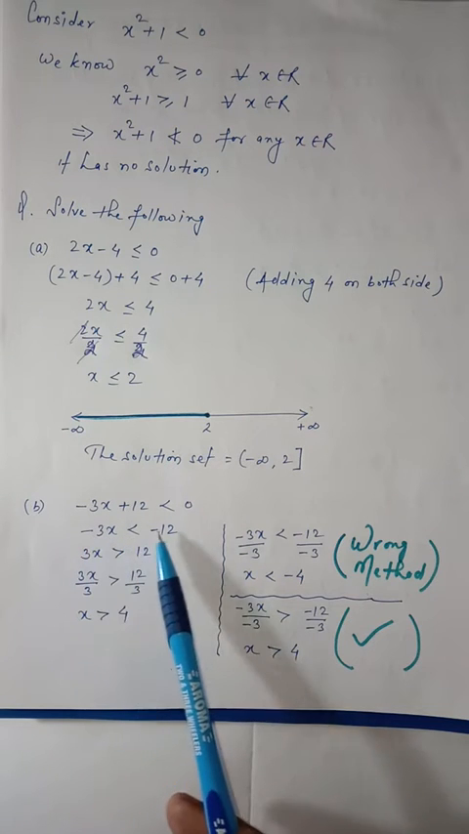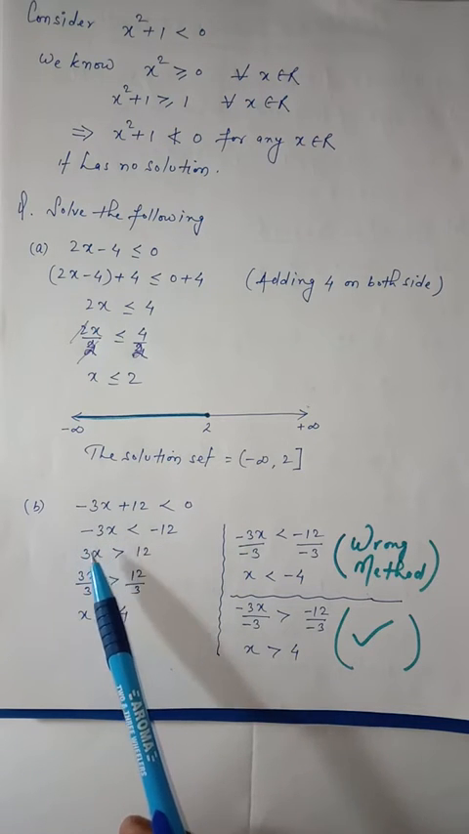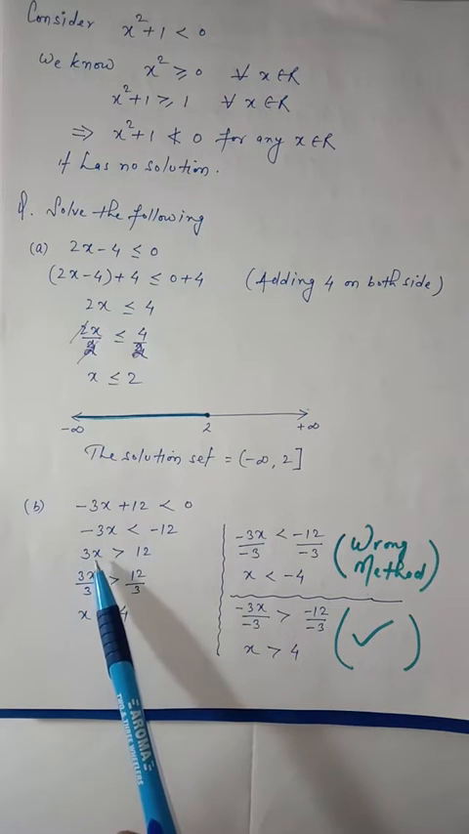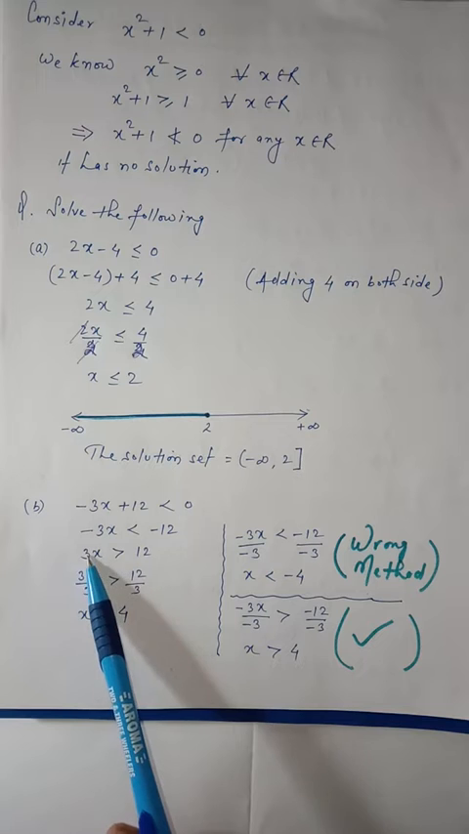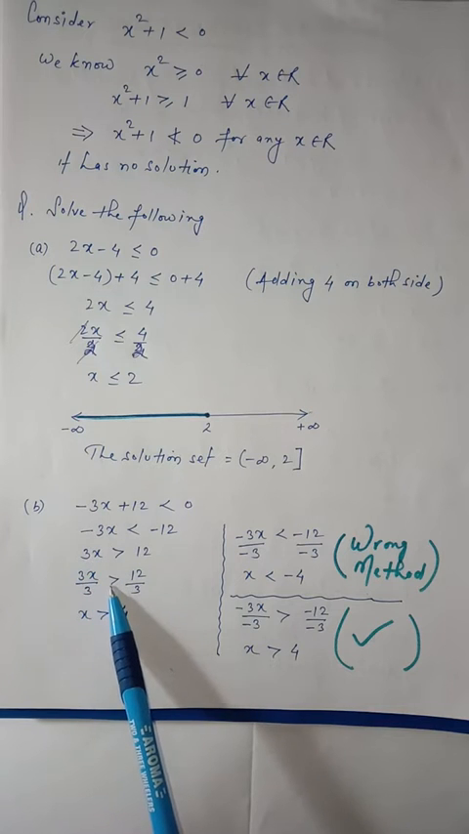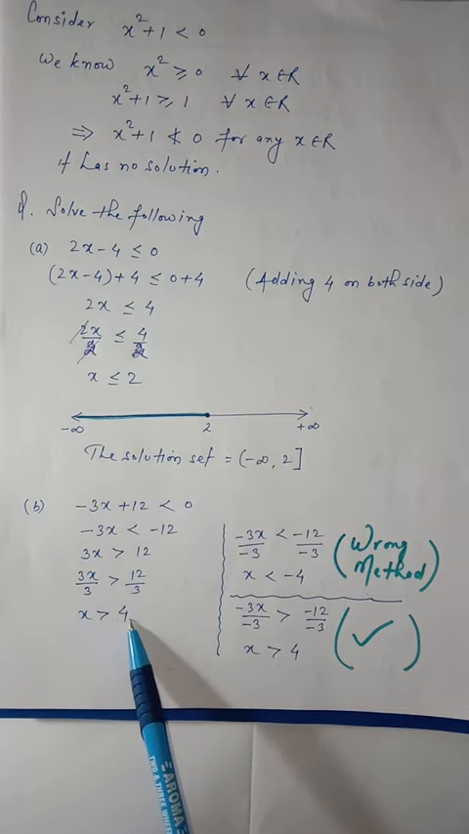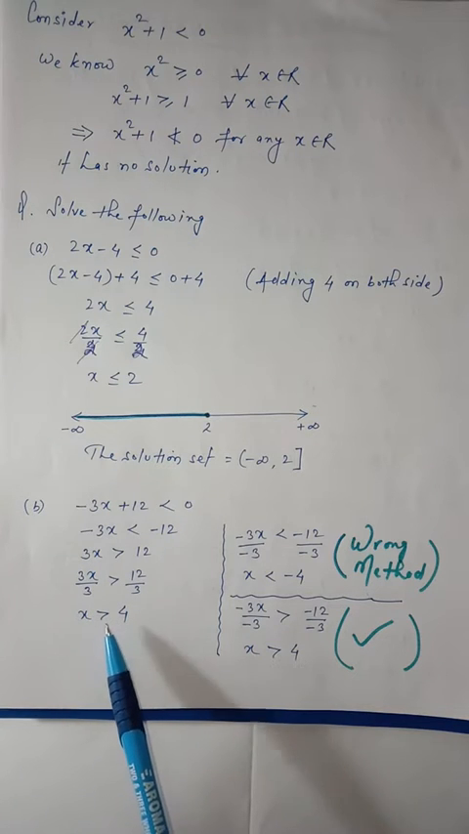So we have to multiply both sides by minus. So it will be 3x, but it becomes greater than 12. Now you can divide both sides by 3 because 3 is a positive number. So the sign will remain the same. So upon 3 upon 3. So this becomes x greater than 4. So this is the proper solution.